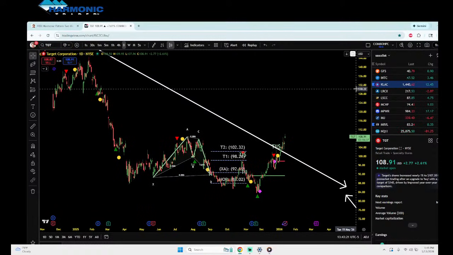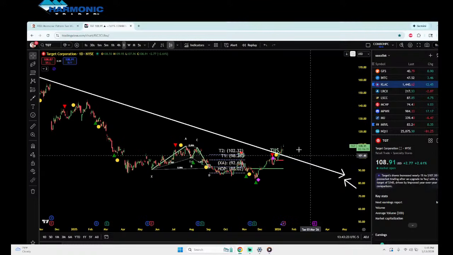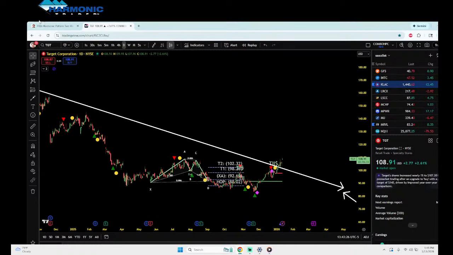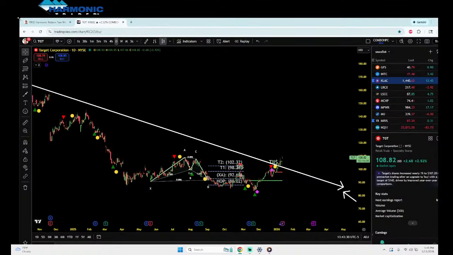Target, I mean, Walmart's rocking, guys, and I think Target can make a recovery move. Walmart's just going ballistic. I think Walmart's like a $200 stock, quite frankly.